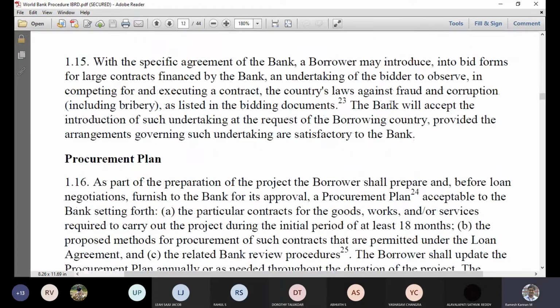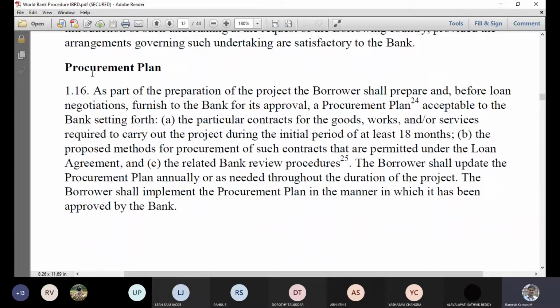And all the other things that we have done in the initial stage, there should be a procurement plan which has good documentation of what is to be done, when it is done, what type of contract, and what the review process of the bank is. And you can see that at least 18 months should be given during the initial period for the evaluation. So it's almost a year's time.